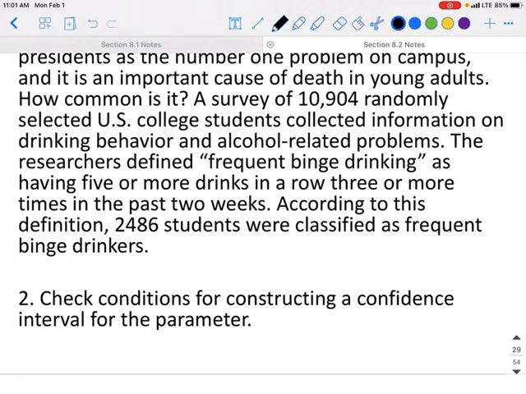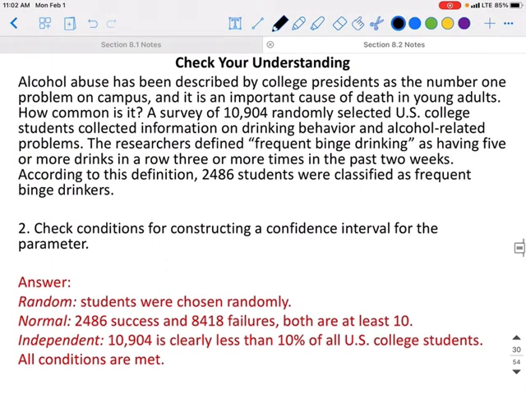To make sure that it's independent, we need to make sure the 10% condition is met. And 10,904 is clearly less than 10% of all U.S. college students. So all 3 of those conditions have been met.